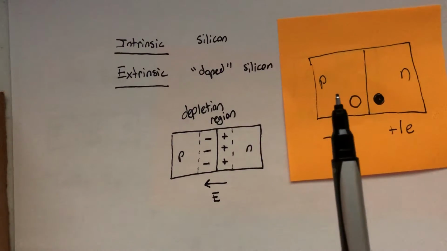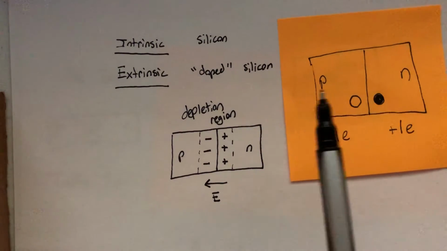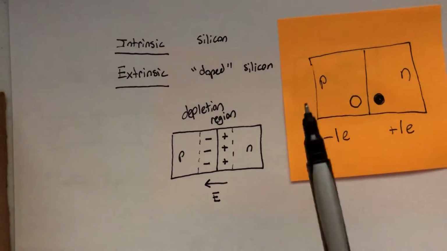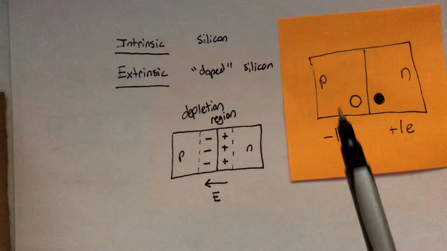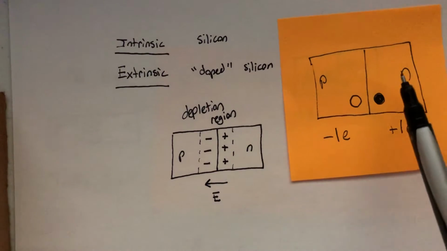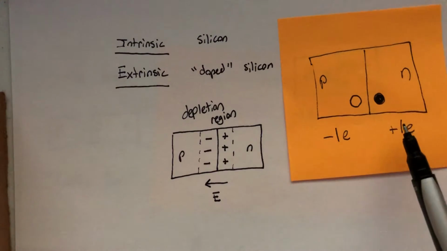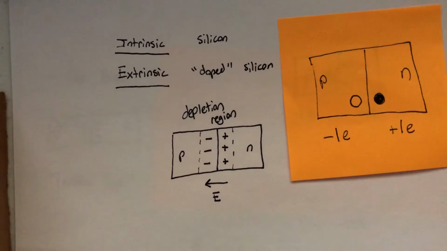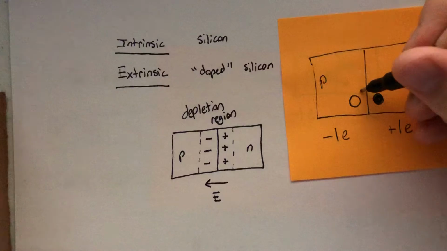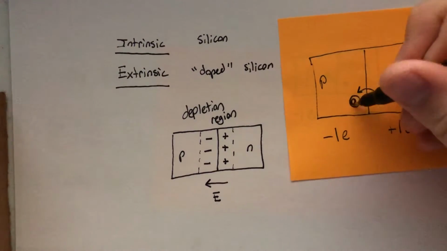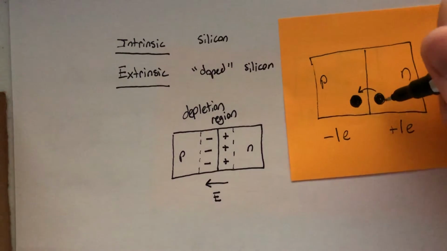Now, how we dope these is shown in this diagram here. Let's say this rectangle is a sheet of silicon, and on this side we put trace elements that have one less electron than silicon, and on this side we put trace elements that have one more electron than silicon. Now, something kind of interesting happens here because we know that the electron is going to want to jump the gap and fill in this hole because this hole is relatively positive and this electron is negative, so it's going to want to fill in there.